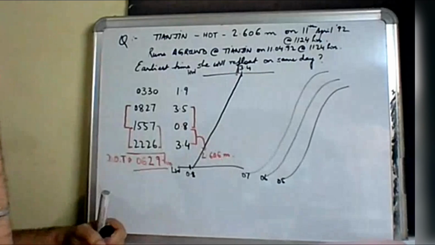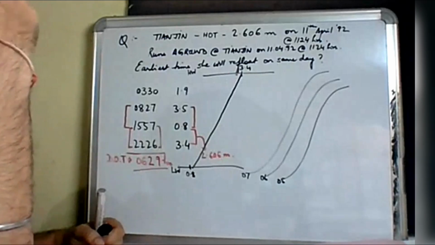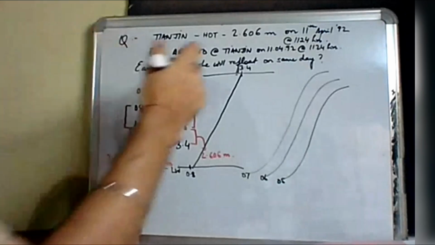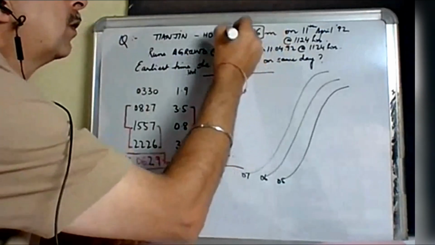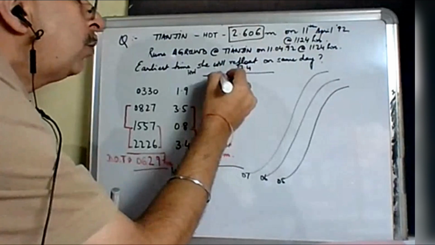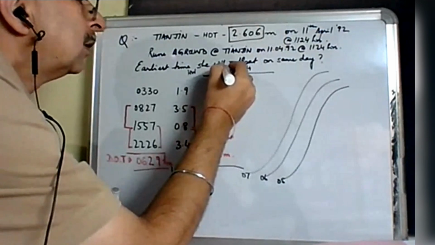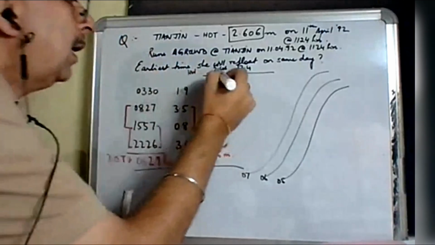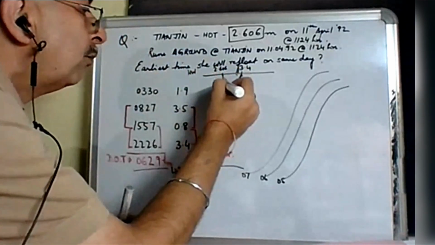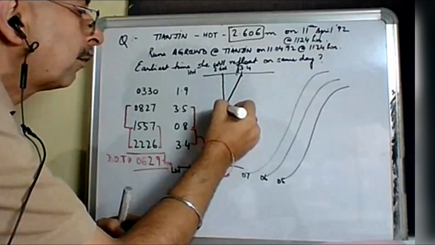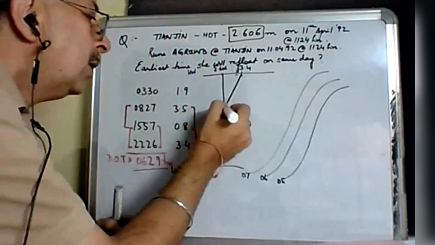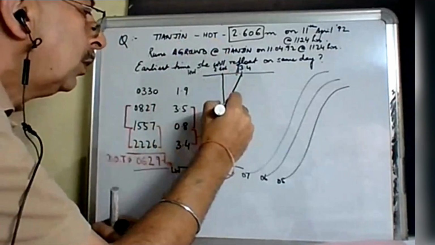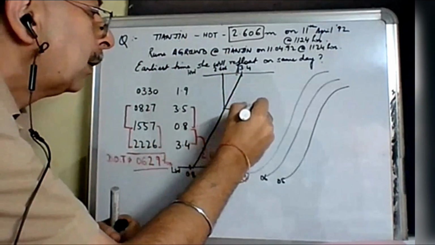दोनों को ज्वाइन कर दिया मैंने। अब मेरे को जो टाइड चाहिए वो 2.606 चाहिए, so I go for 2.606 on the high water scale and I drop a perpendicular down. Okay, जहां पे ये इस लाइन को काटेगा, now I go horizontally like this.